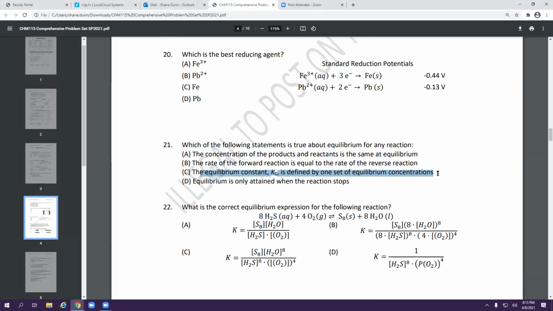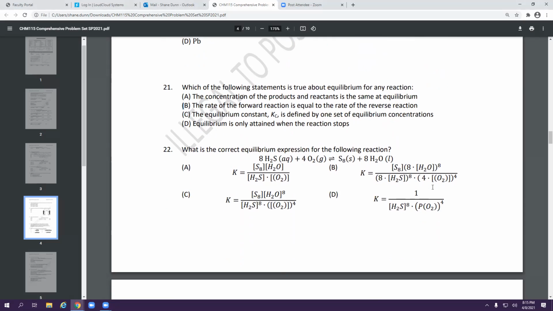No. Products over reactants, good. Does the reaction ever stop at equilibrium? No, it's always going back and forth. It's fighting. That's why B is the answer. Okay.